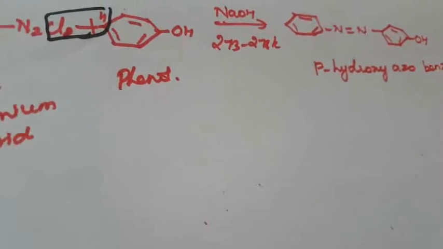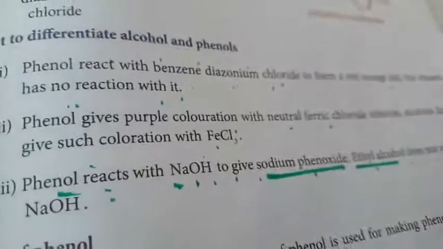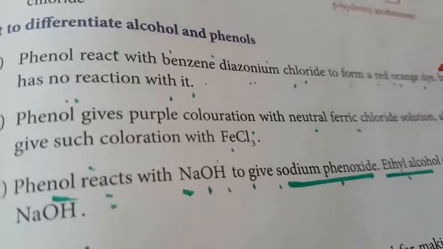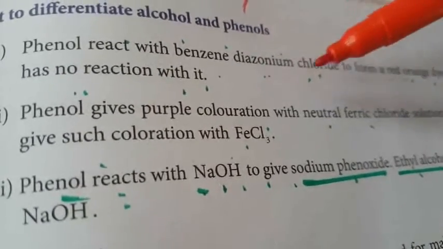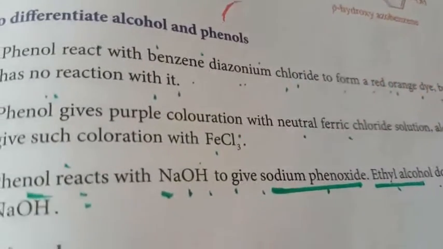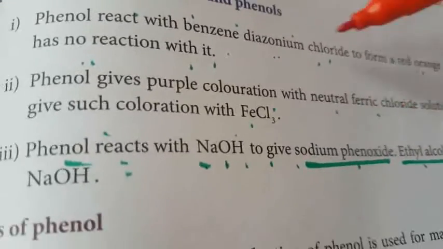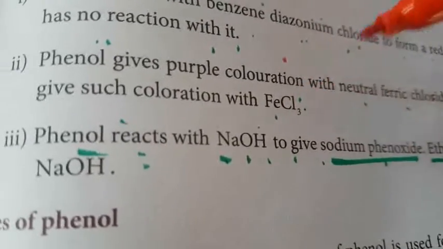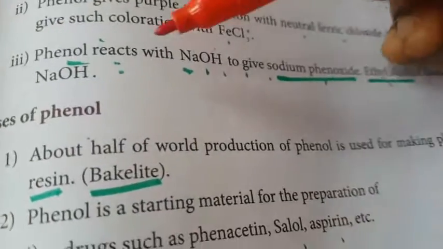Okay, so next one is how to differentiate alcohol and phenol. This is an important question. Phenol reacts with benzene diazonium chloride to form a red orange dye, but alcohol does not react with it. Phenol gives purple coloration with neutral ferric chloride solution, but alcohol does not give the coloration with ferric chloride. Phenol reacts with sodium hydroxide to give sodium phenoxide. Ethyl alcohol does not react with sodium hydroxide.